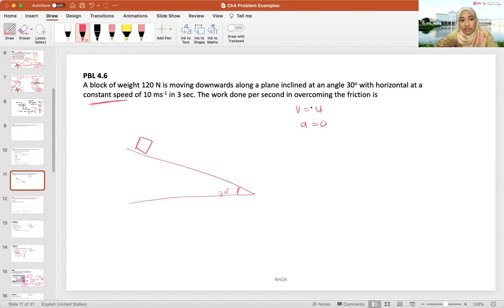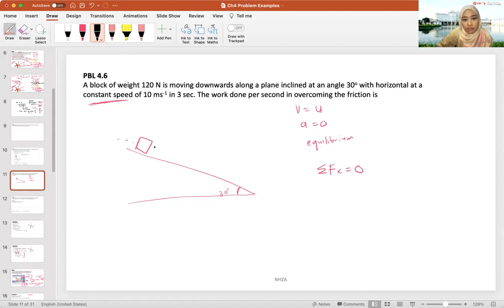So when we have acceleration equals to 0, what do we have? What does it mean? Is it in equilibrium or non-equilibrium? Equilibrium. Yeah. It's in equilibrium, but in dynamic equilibrium. Dia bergerak, but at a constant speed. There's no acceleration, there's no net force, because it is in equilibrium, but it can still move. So this is called dynamic equilibrium. You just have to know that it is equilibrium lah. So when we have equilibrium, we know that our net Fx must be equal to 0.